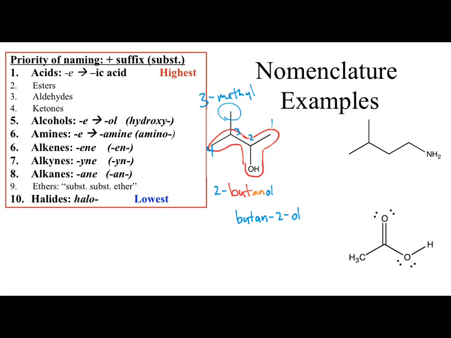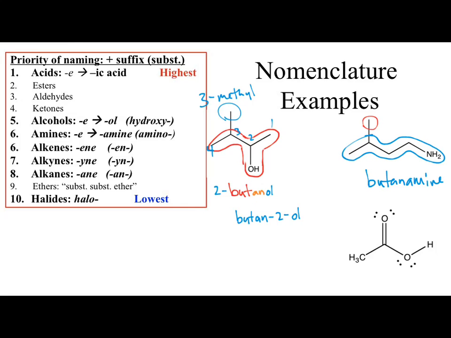Okay, so let's take a look at the primary amine now. We'll circle our longest carbon chain that contains our functional group. In this case, we've got how many carbons? 4, so we're looking at butanamine. I just ran it all together because I don't like nomenclature, so we'll move through it faster. Do we have a substituent?